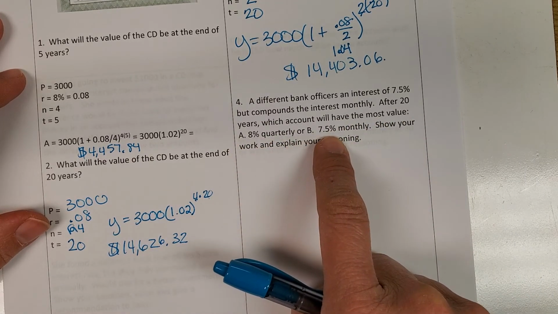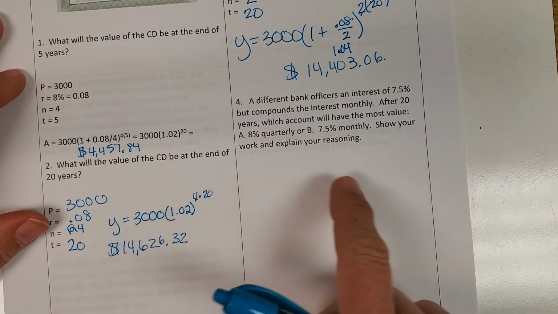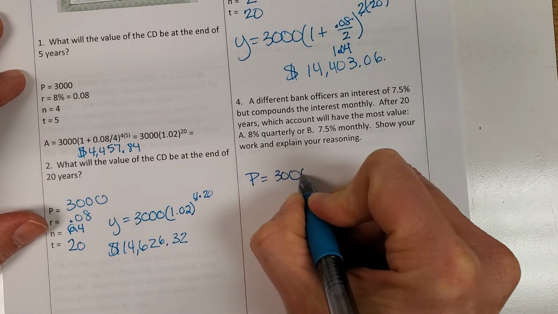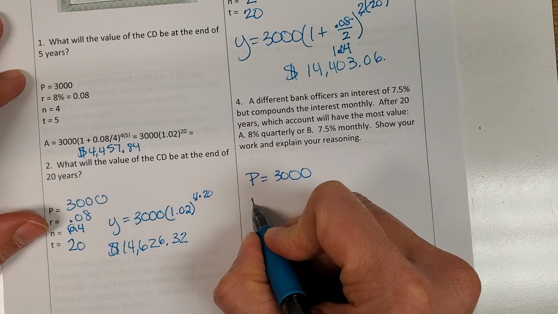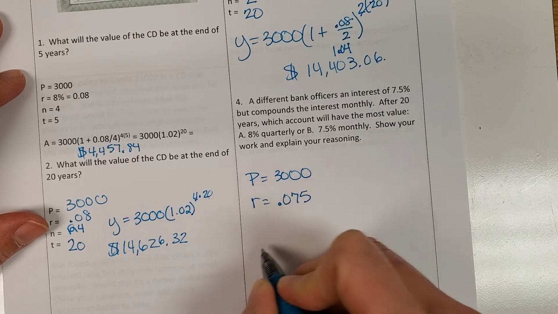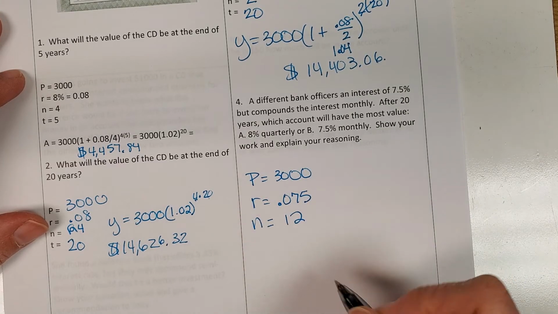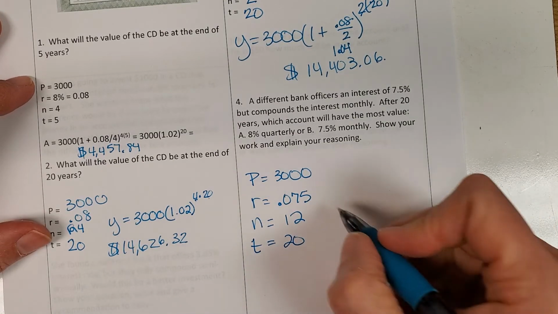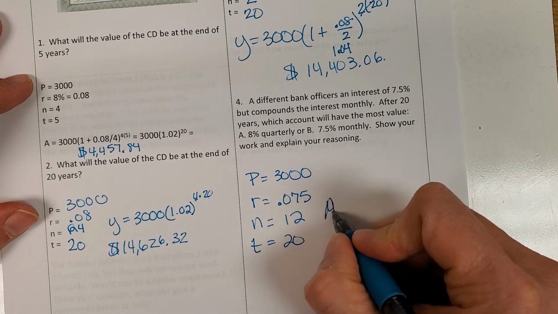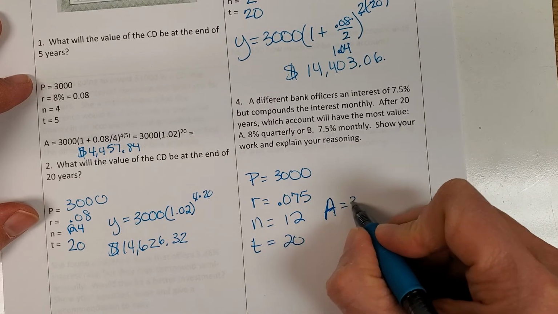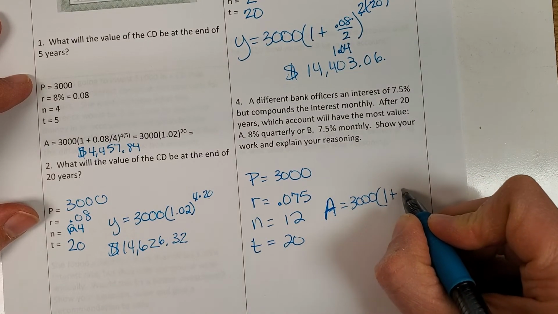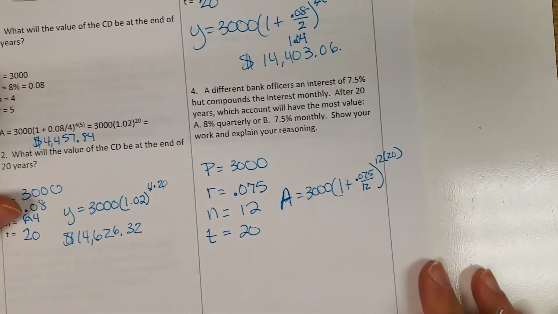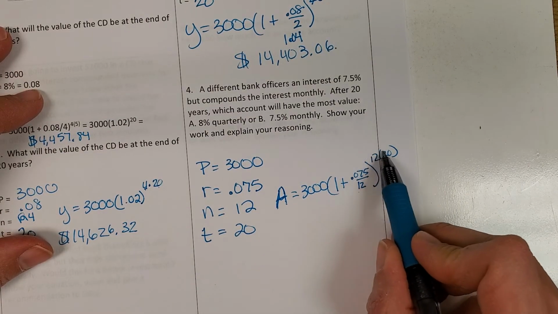The 8% quarterly, the 7.5% monthly. So it looks like we're going to compare these two. All right, let's do it. So we still have our initial $3,000. Our interest rate has now changed though. So our interest rate is going to be 0.075. We are going to compound 12 times a year, and our time is going to be 20 years. So let's write our equation. Y, we're saying Y. I should be saying A because that's our new formula. Sorry about that. A equals the principal times 1 plus 0.075 divided by 12 to the 12 times 20 power. Okay, my n has to be divided by the rate here and multiplied by the time here.